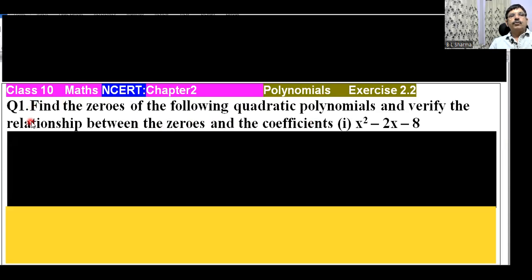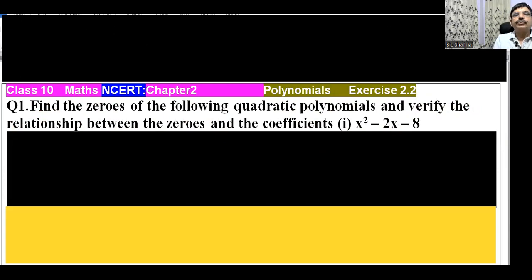This is question number 1 of exercise 2.2, chapter 2, polynomials, of class 10th NCERT mathematics. The question is: find the zeros of the following quadratic polynomials. This is the first part of question number 1, and verify the relationship between the zeros and the coefficients. The polynomial is x square minus 2x minus 8.